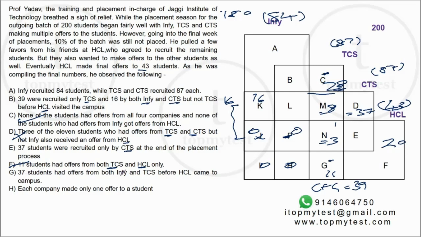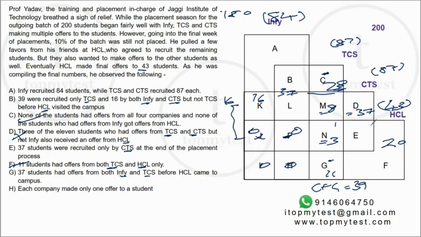37 students had offers from both Infi and TCS before HCL came to campus. So B and L had offers from both Infi as well as TCS, because we know P anyways is 0. Nobody is from HCL; HCL and Infi do not intersect. So we can be very clear that B and L total is 37. Now we need to figure out the rest.